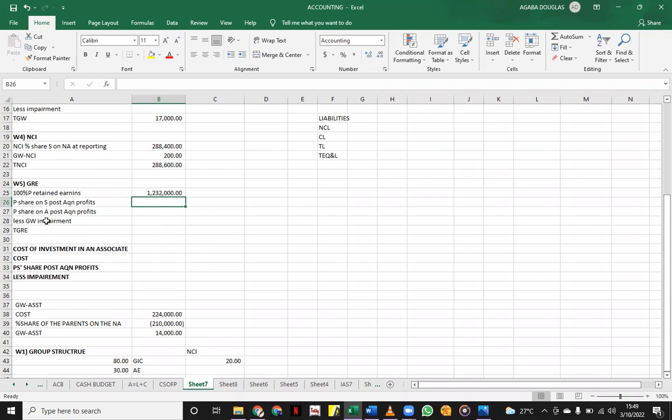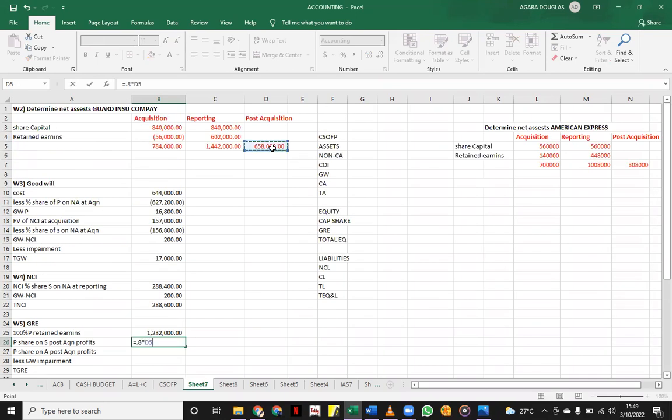Then the parent's share on the post-acquisition of the subsidiary. So we'll still put our 80%, and then we come back to our profit that we got. And then we'll also do the same. The reason why I've always been telling you to always first get to the post-acquisition is that you're saving time. Now that we already know that we made a profit, we are simply multiplying with what we already got from the beginning.